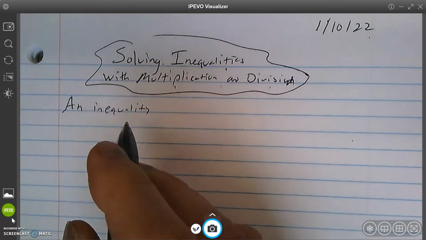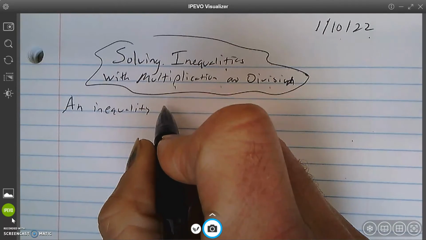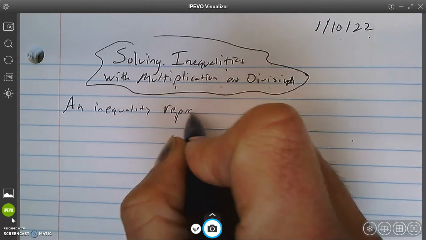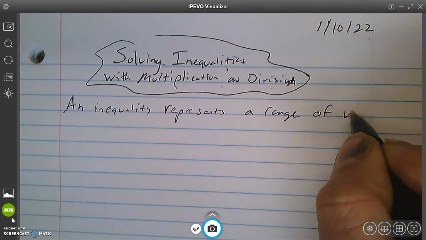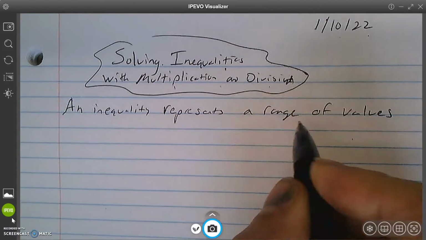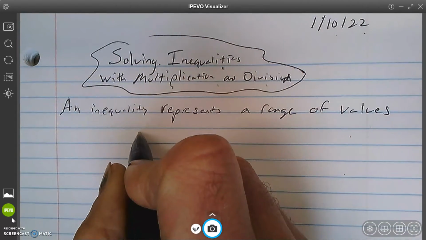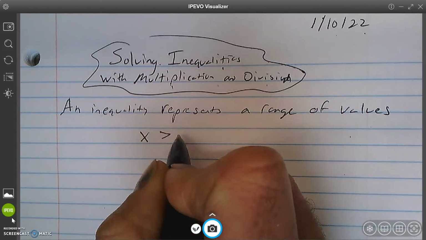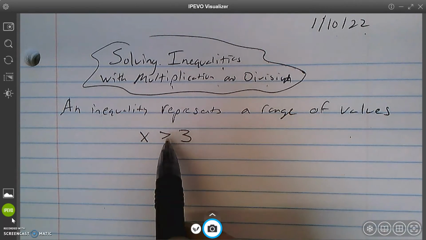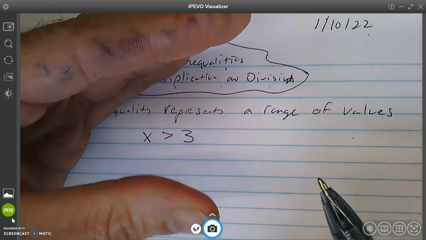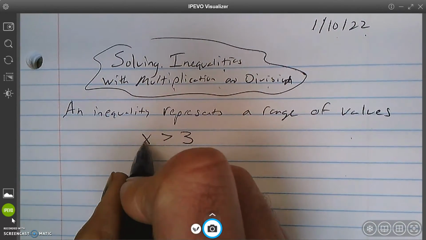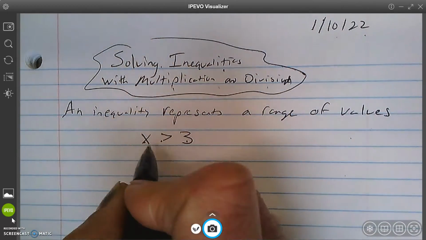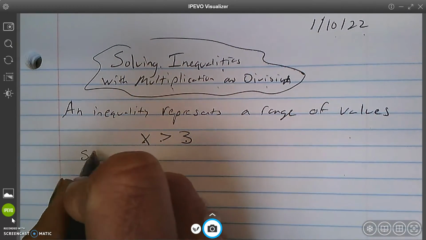Okay, here we go. So an inequality represents a range of values. What does that mean? So something like this is an inequality because it's not an equal sign here. It doesn't say x equals 3. It says x is, left hand, less than. That's less than. That's not less than, so that's greater than. This says x is greater than 3.